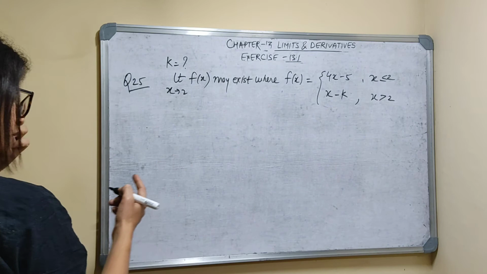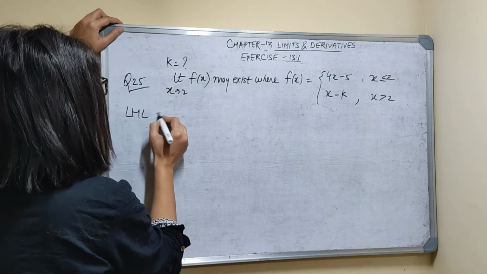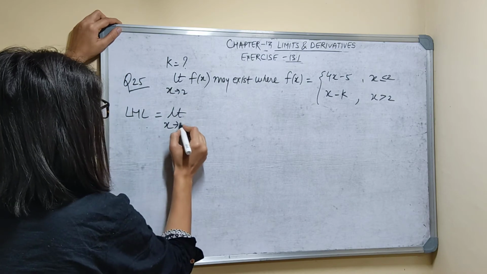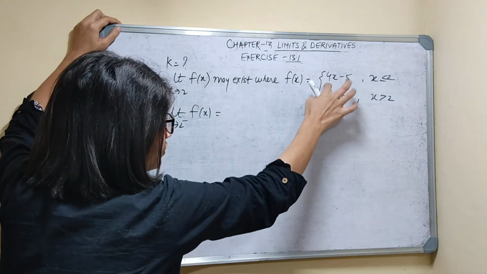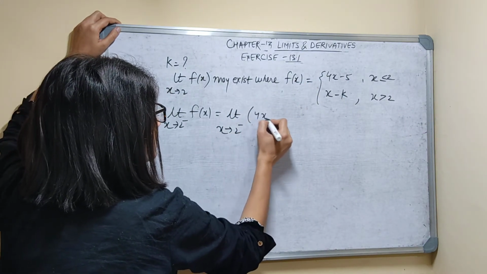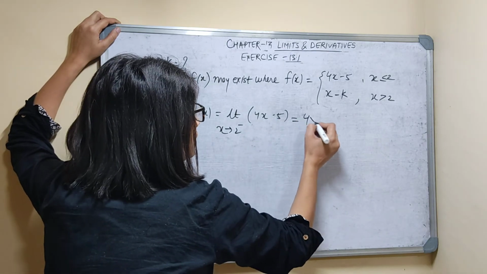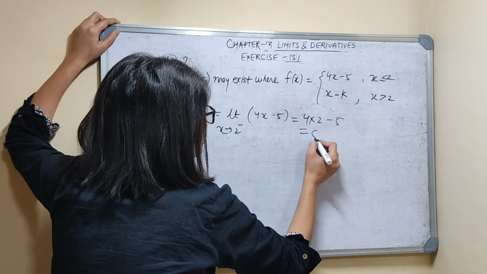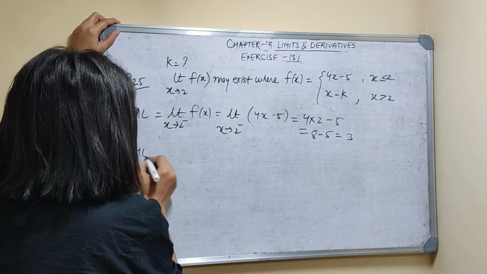For the limit to exist, first I am doing the left hand limit: limit x tends to 2 minus of f(x). Since x is less than or equal to 2, take the function 4x minus 5. Substitute 2: 4 into 2 minus 5, so 8 minus 5, that is 3.